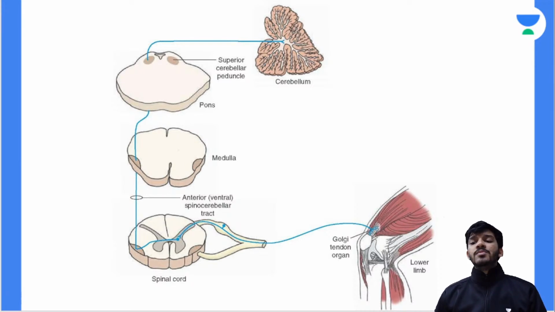Similarly, you can draw diagrams where you show the posterior spinocerebellar tract, and you will show the nucleus dorsalis or the column of Clark, right? All of that you can show in a diagram as per your need, whatever is asked in the question, and you can draw a diagram accordingly. This is what I wanted to show you guys. Is this clear to all of you?